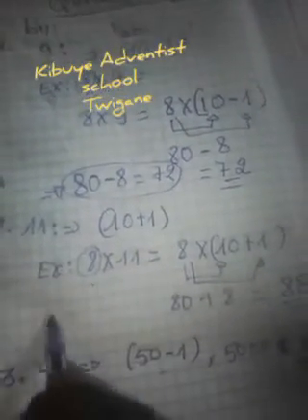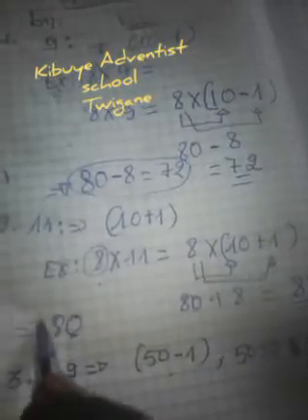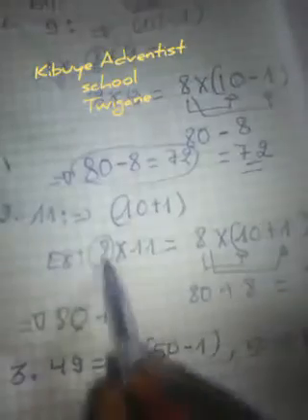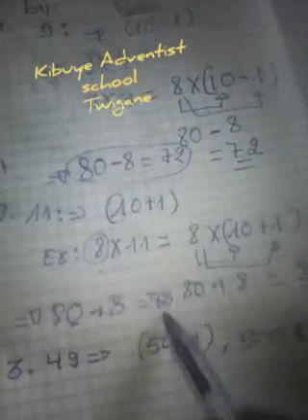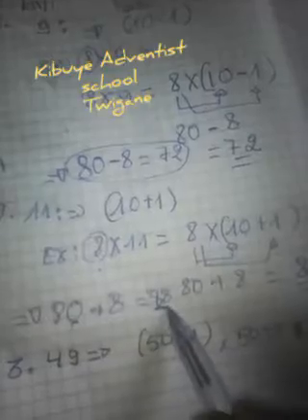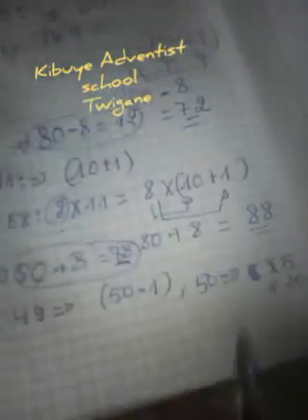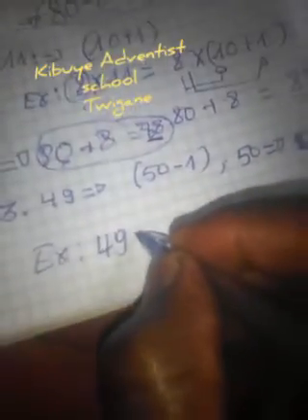Then let us continue for 11. We have this number add 0 plus that number, also the same. For 11 you have to take that number, add 0, plus the number. The difference there is for 9 it is minus, for 11 it is positive or plus. Then 49 is 50 minus 1.